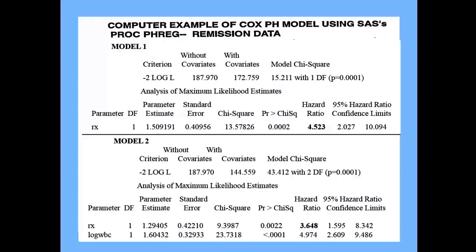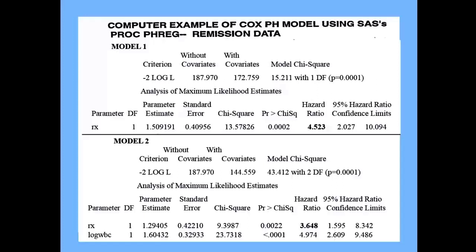So we say, well, the measure of effect here is hazard ratio. It's not an odds ratio. The measure of effect is 3.648. If we control for log white blood cell count and it's 4.523, if we ignore it, is that a meaningful difference? Remember, is that more than a 10% difference? That's what we did to assess confounding, right? It's no different when we're doing survival analysis. It's the same idea of coming up with the best model.